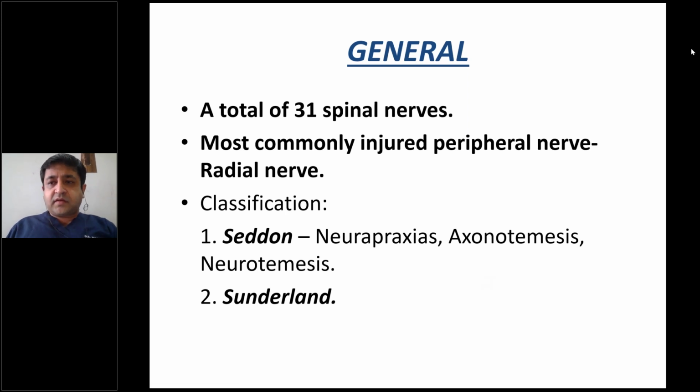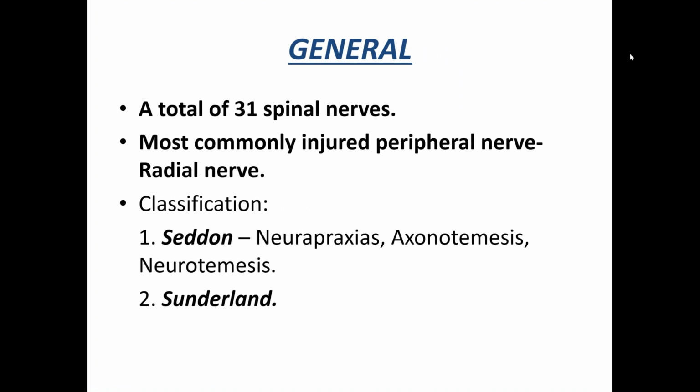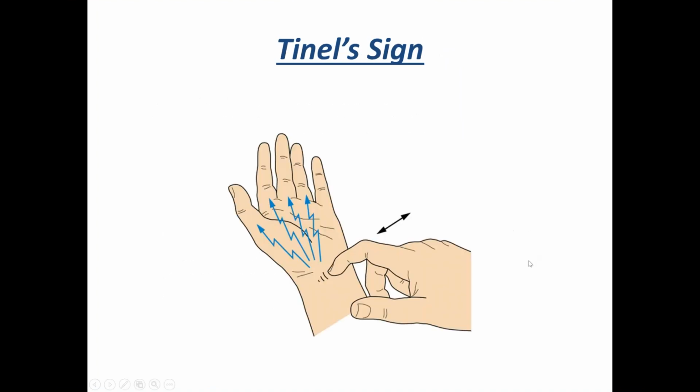To understand the Seddon classification, we first of all need to know what is Tinel sign. Tinel sign is a clinical sign which is elicited for the evaluation of a peripheral nerve injury. In the Tinel sign, the examiner taps along the distal course of the peripheral nerve, starting from the distal most end.